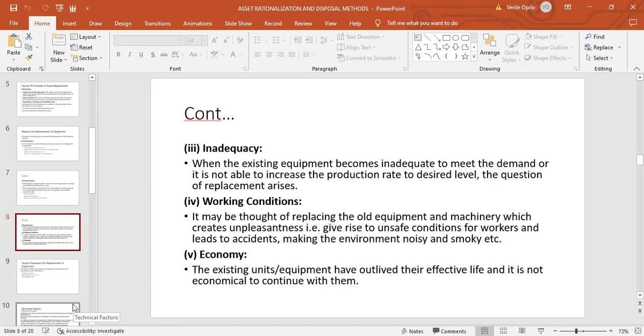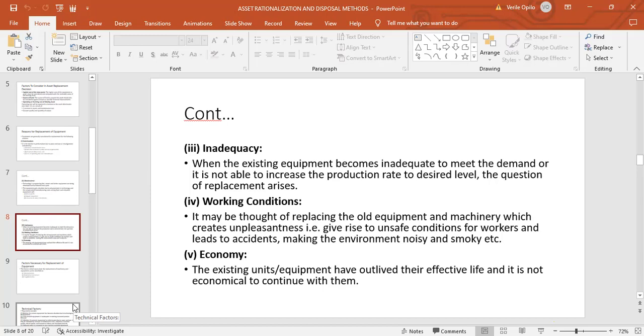So in such a case, you would have to consider replacing that asset. So we say that when the existing equipment becomes inadequate to meet the demand, or it is not able to increase the production rate to the desired level, then the question of replacement arises. In this case, you'll just consider replacing the asset, because it is not doing what it is supposed to do. So you'd rather just replace it, get one that is going to be effective, get one that is going to be able to produce at the desired level.